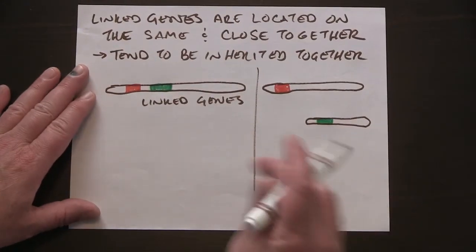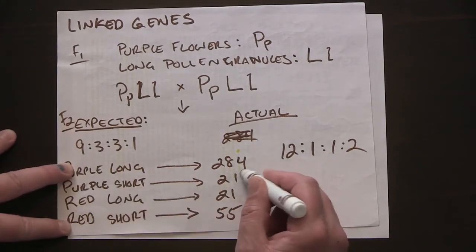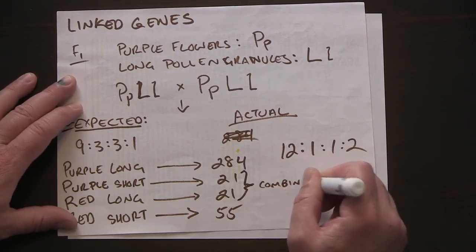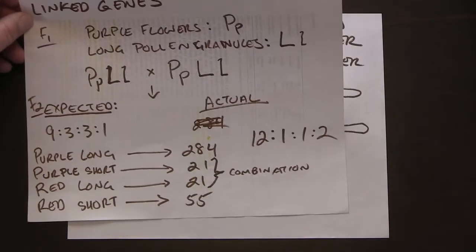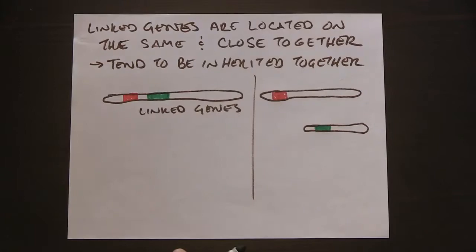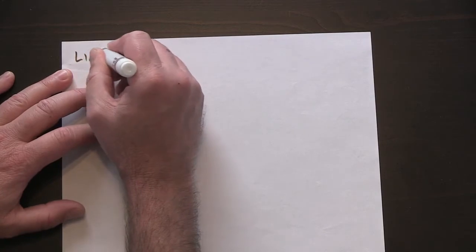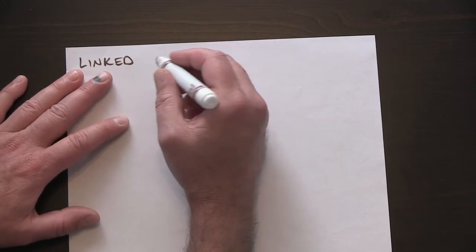But they did find some combinations. They weren't all purple long and red short, right? So there were these combinations here, between the flower color and the shape of the pollen. So you did get some mixing up, right? Where did that come from? Can you think why? Where do the alleles get swapped over?